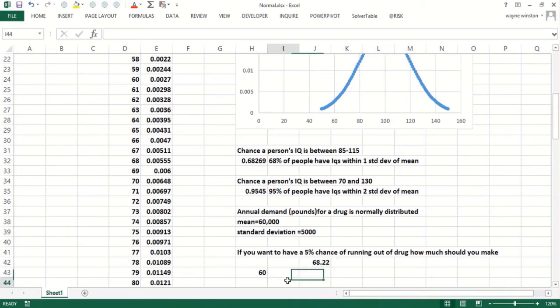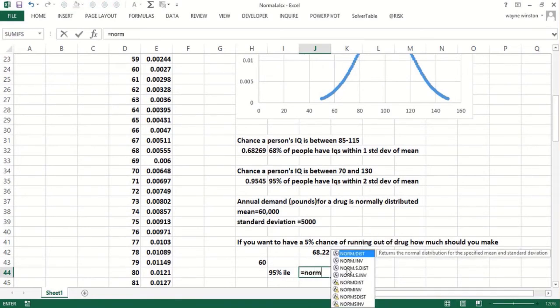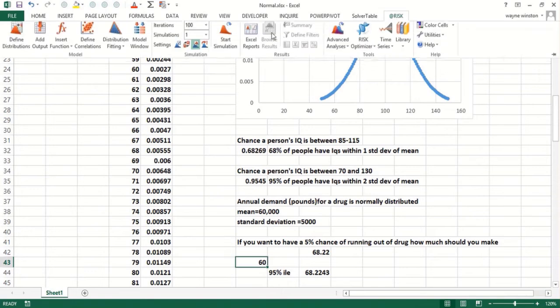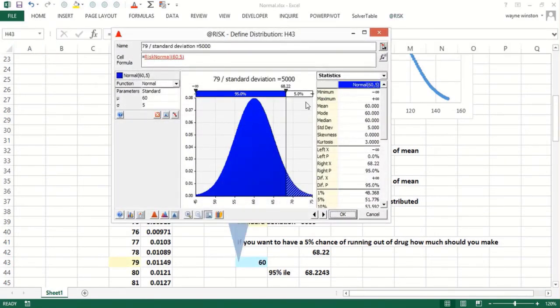So I would say the 95th percentile. I would say NORM.INVERSE, 95th percentile, the mean is 60, standard deviation 5, and there's the 68.22. Again, what that would look like: there's 5% to the right of 68.22.